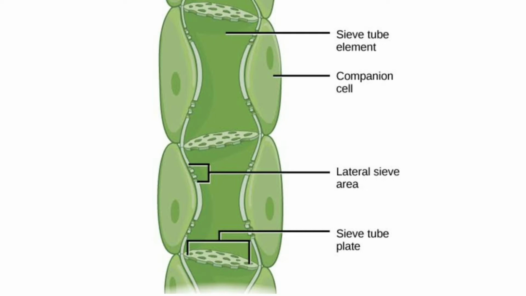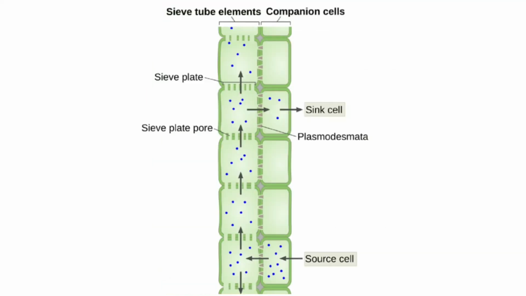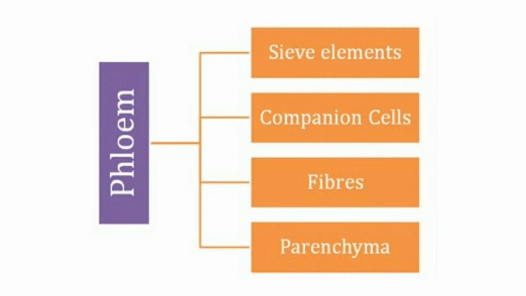Phloem has cells called sieve tubes. These sieve tubes are placed one above the other to form long tubes. Through these tubes, food is transported. Remember, phloem consists of sieve tubes, companion cells, phloem parenchyma, and phloem fibers. Out of these, the sieve tubes are helping in transport of food.